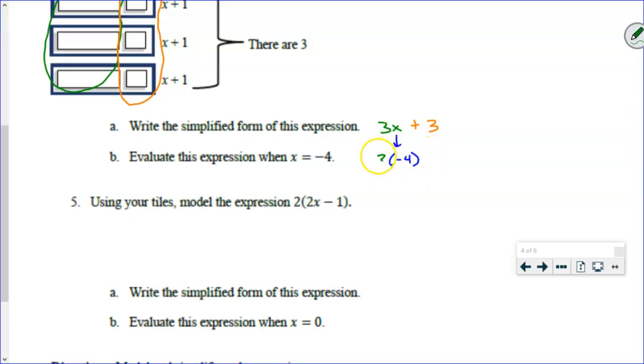Notice how I'm writing that. I don't want it to be confused as 3 minus 4. So I put it in parentheses. That way I see the parentheses and I know that what's really happening in between those is that we're multiplying. Those parentheses are a great tool when we're trying to substitute values. And 3 times -4 simplifies to -12. Plus 3. This evaluates to -9.